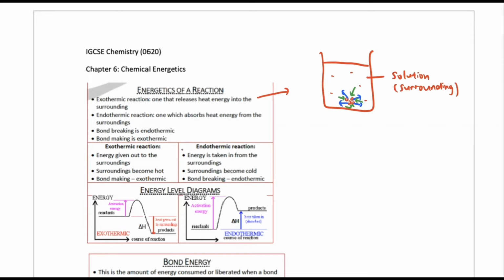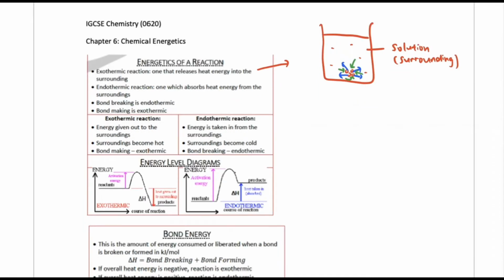Now we put in 2 columns so that we can see the difference. We can compare between exothermic and endothermic. First point, energy is given out to the surroundings, versus energy is taken in from the surroundings. Surroundings become hot for exothermic, but for endothermic the surroundings become cold. Third point, bond making for exothermic, bond breaking for endothermic.